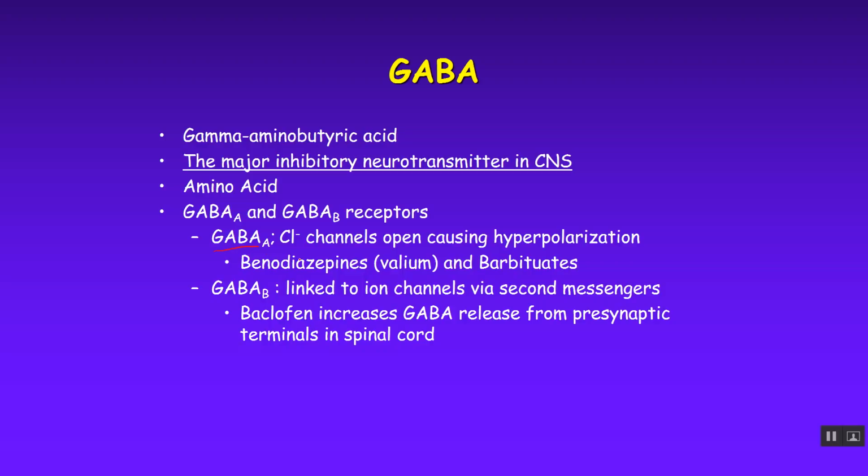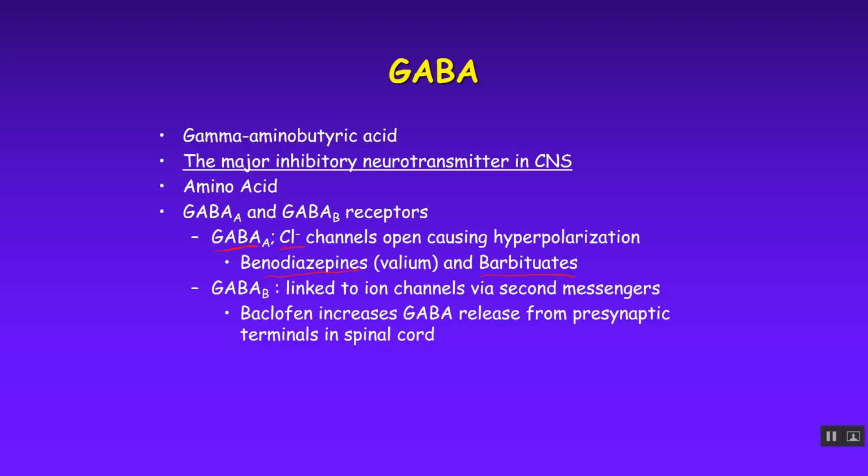So when GABA binds to a chloride channel, it opens the chloride channel to allow negatively charged chloride ions to go into the cell and causes it to hyperpolarize and decrease its ability to generate an action potential. Things like benzodiazepines and barbiturates, Valium, and so forth, they are GABA agonists that tend to bind to GABA A receptors. They mimic GABA, and bind to GABA A preferentially.